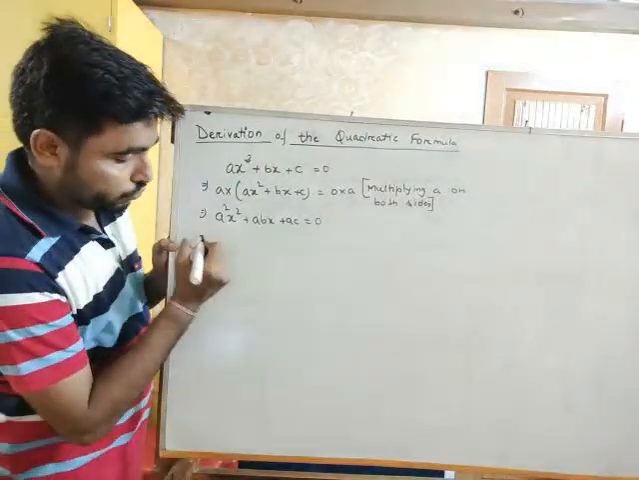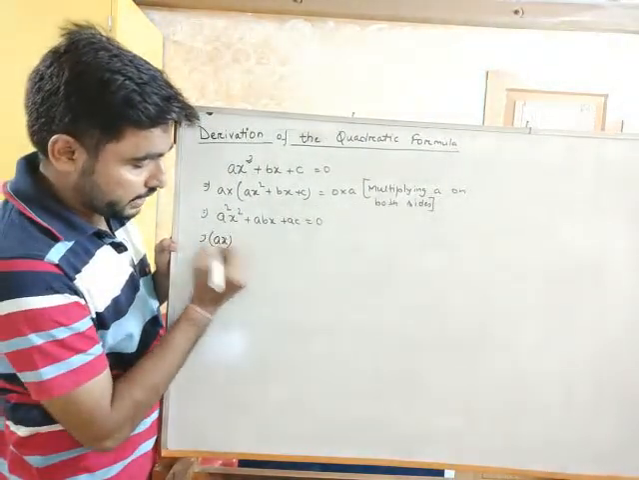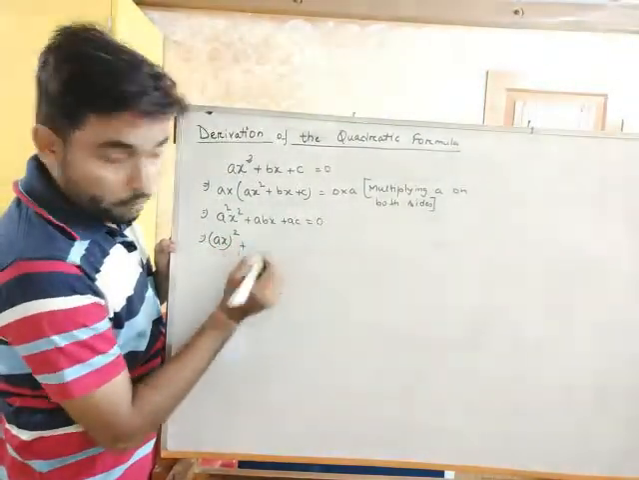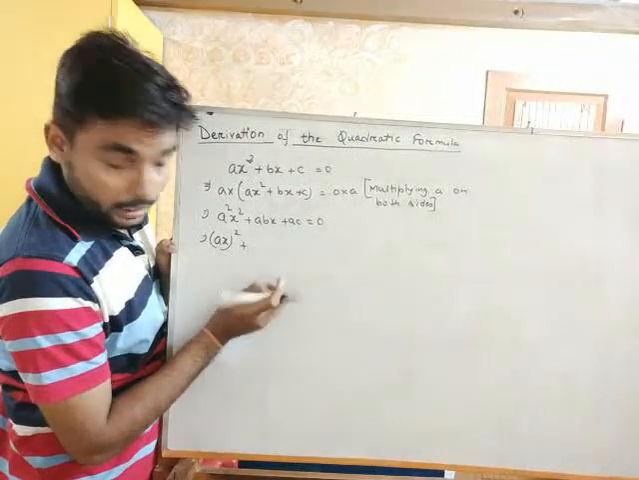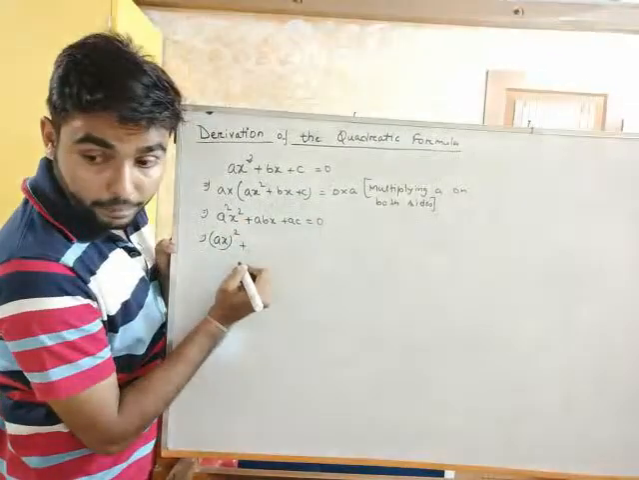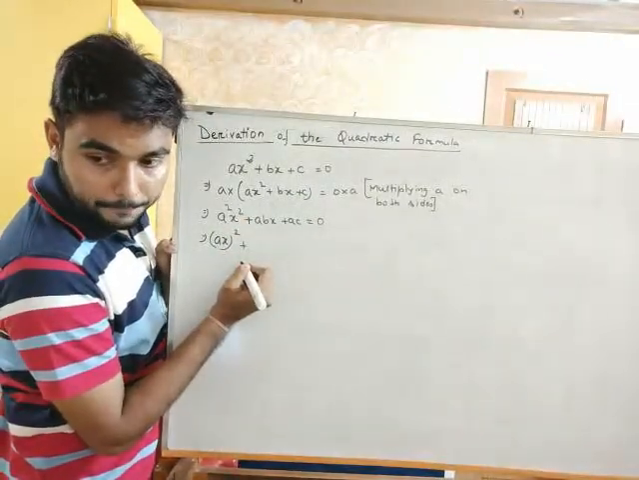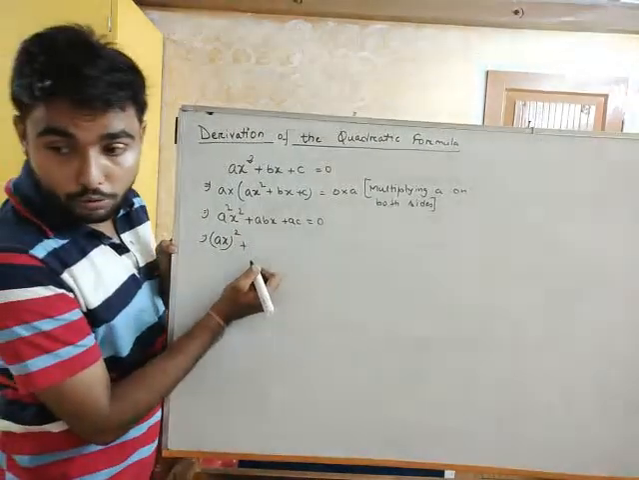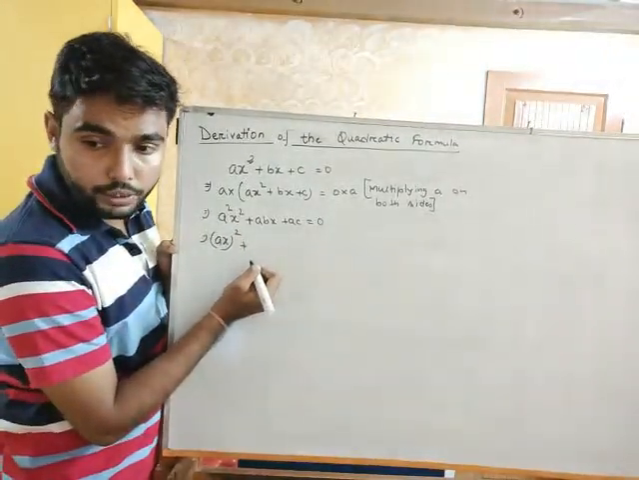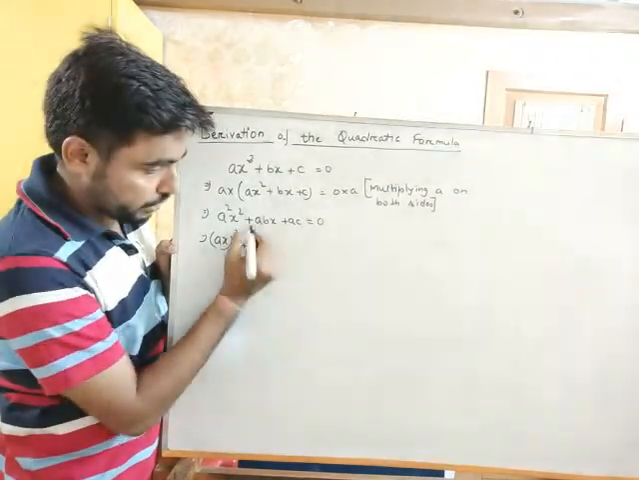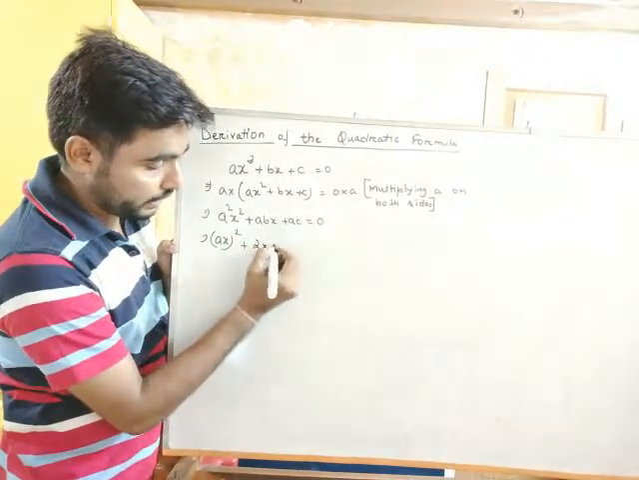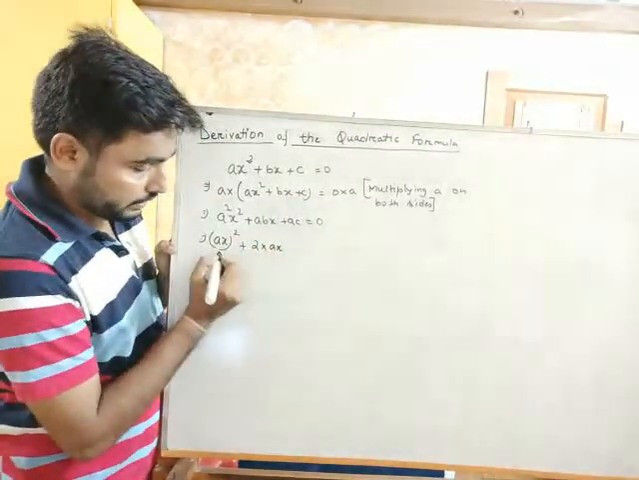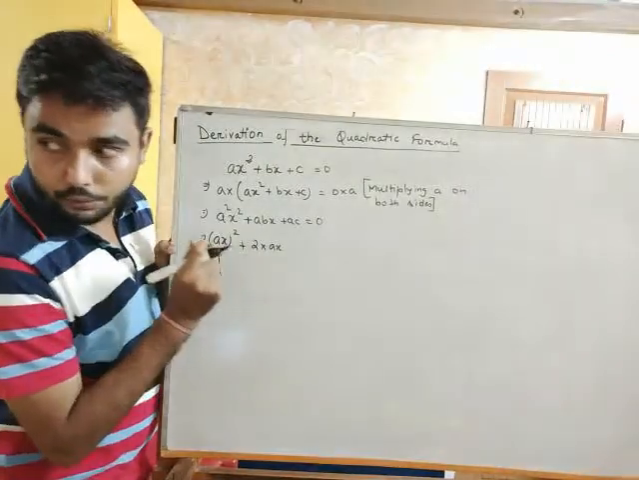So now this a square x square can be written as ax whole square. Now what will the second term be? Here it is plus, so I have to write plus 2ab, isn't it? To complete the square we have to convert it to a plus b whole square or a minus b whole square. So here the second term is positive, so twice a times b is there. This is the form for this equation, isn't it?